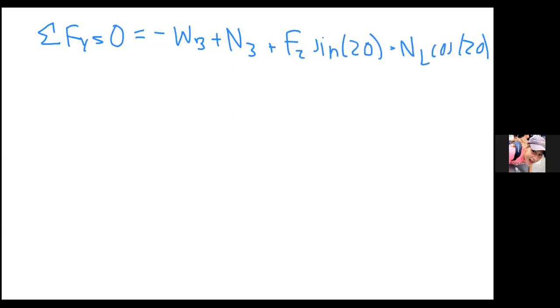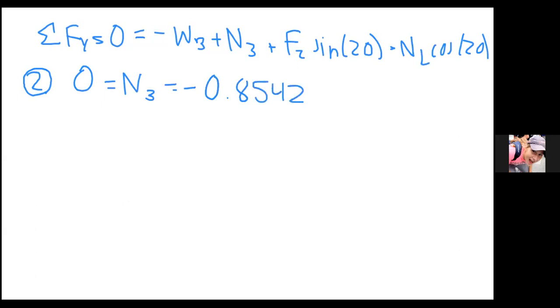So I can also rewrite this one again. I'm going to call this equation 2 that I end up referencing later. So we'll say that 0 is equal to N3 is equal to negative 0.8542 N2 minus the weight, which is just 30 kilograms times 9.8. All right, so basically we've got our two equations for block B.